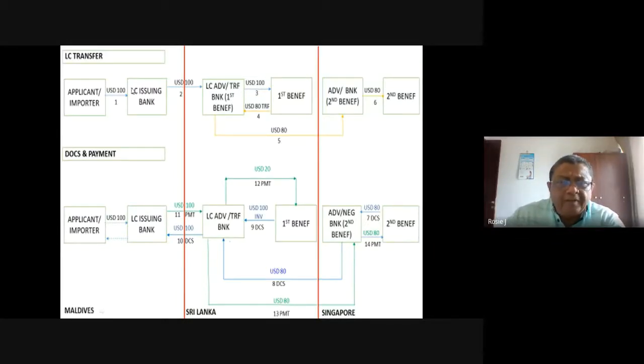Now, the original person who was supposed to benefit from this was the Sri Lankan. So he is known as the first beneficiary. Part of it is now going to the second beneficiary. That is what you call the second beneficiary.